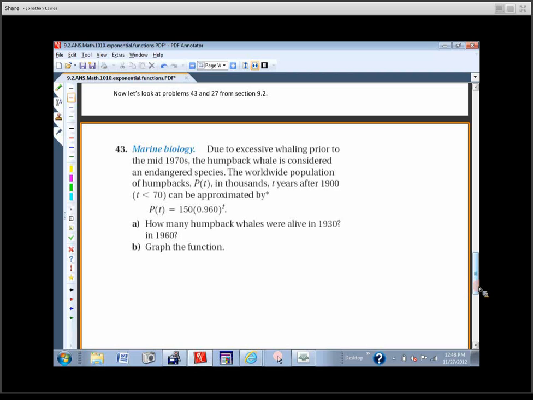It's talking about whaling in the mid-70s, humpback whales, endangered species, all that sort of stuff. Talks about the worldwide population. And then it gives this equation right here. P of T. What do you think P stands for? Population. What do you think T stands for? Time. So that means if you plug in a time, it will give you the population of whales.